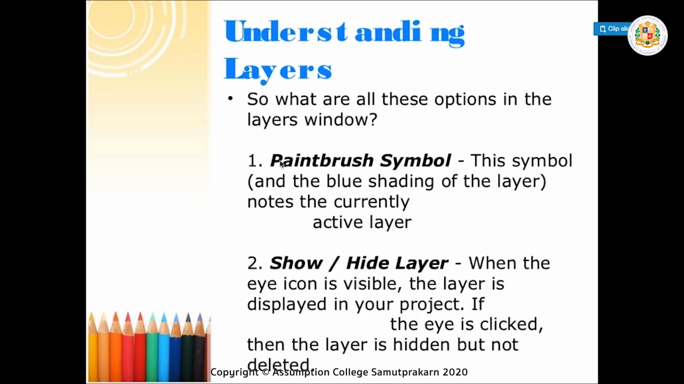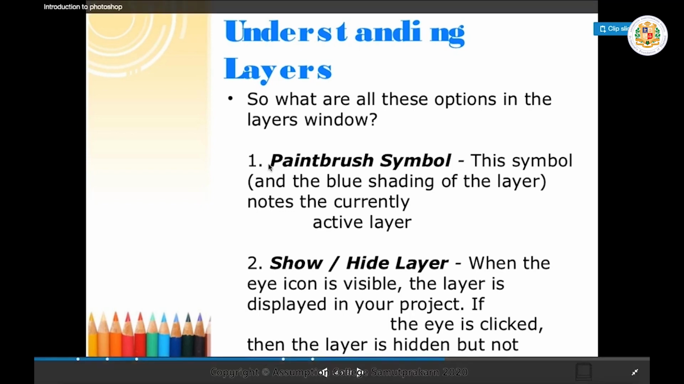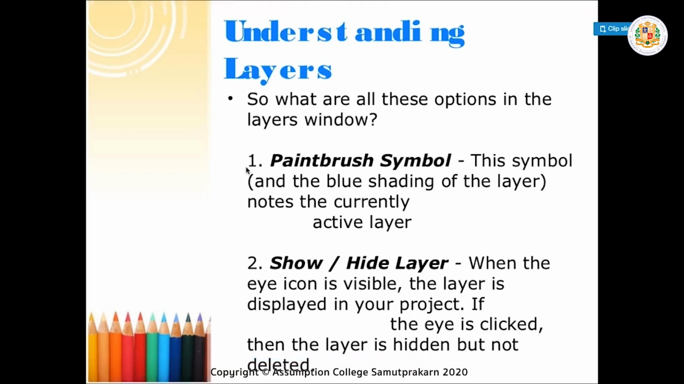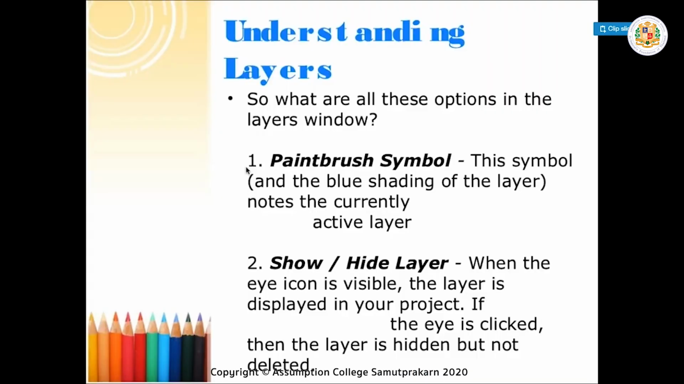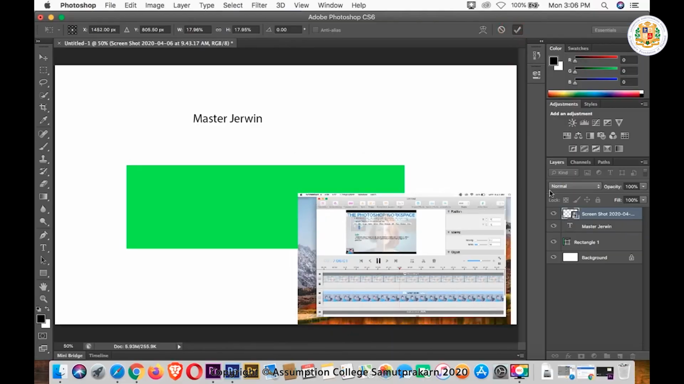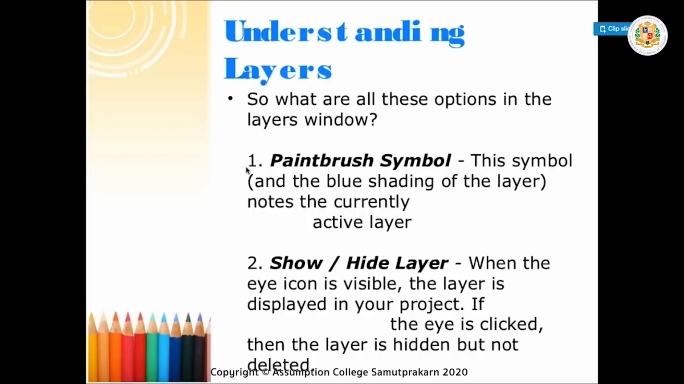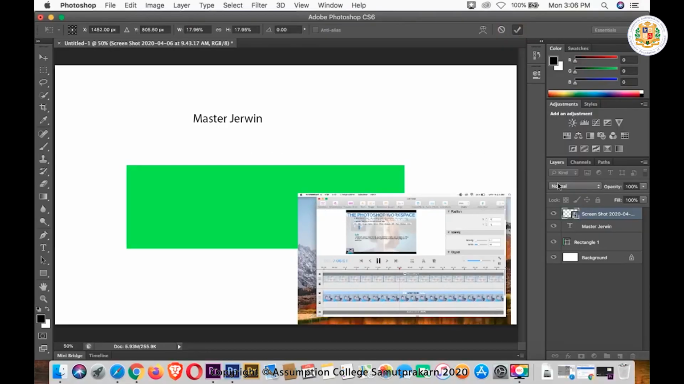So what are all these options in the layer window? We have the first one, the paintbrush symbol. This symbol and the blue shading of the layer denote the currently active layer. Next, number 2, show and hide layer. When the icon is visible, the layer is displayed in your project. If the eye is clicked, then the layer is hidden but not deleted.